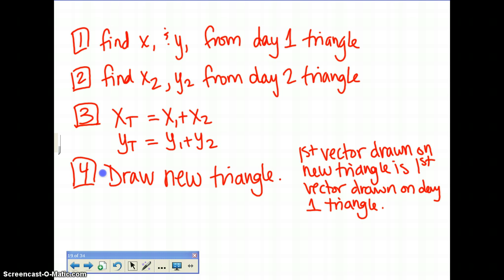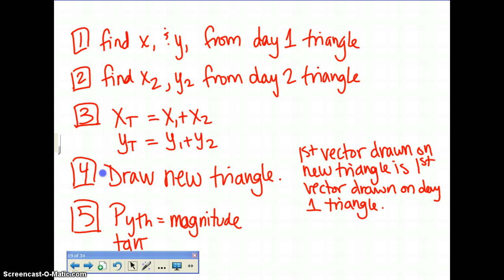So draw your new triangle, and then number 5 is use Pythagorean theorem to figure out the magnitude, and use inverse tan to figure out the direction. So many degrees north of east, south of west, etc. So these are the steps that I want you to take.